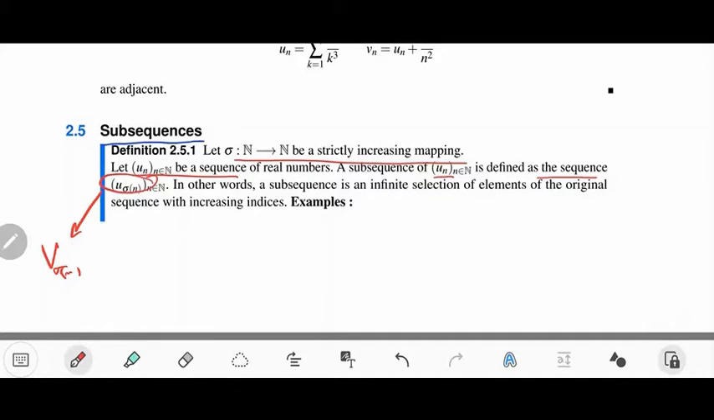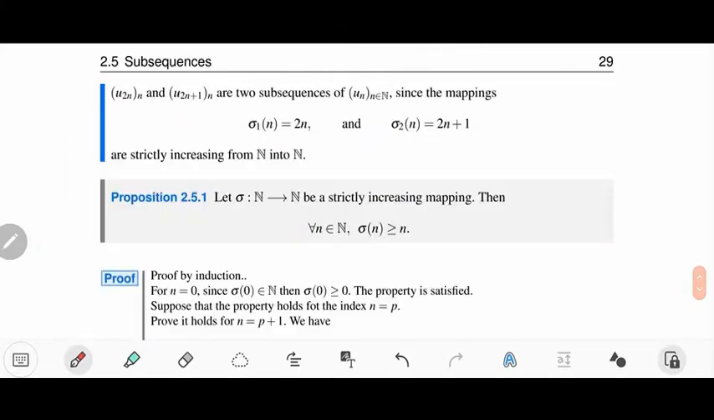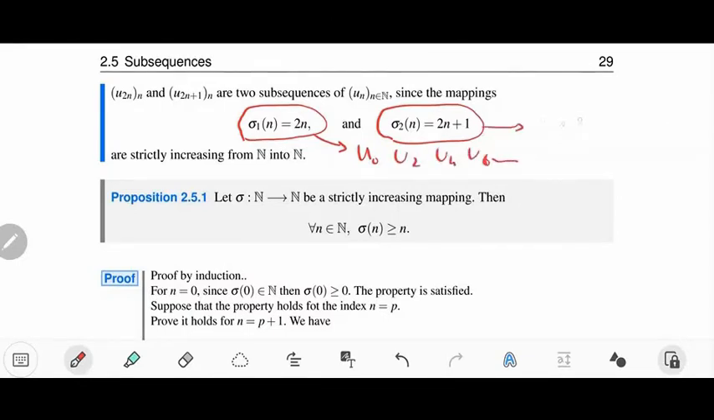Let's check some examples. Choosing, for example, one of the sigmas as being 2n, we are choosing all the elements with even indices. Choosing sigma as being 2n plus 1, we are choosing all the elements with odd indices. So for this sigma, the subsequence will be U0, U2, U4, U6, etc. And for this sigma, it will be U1, U3, U5, etc.